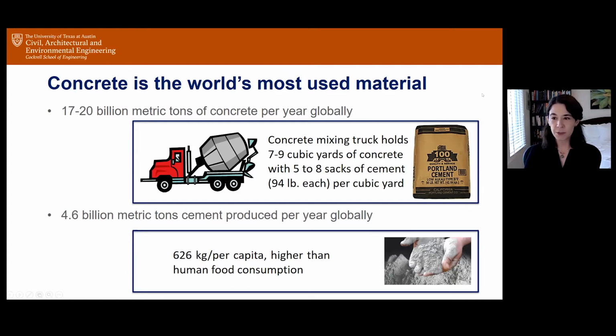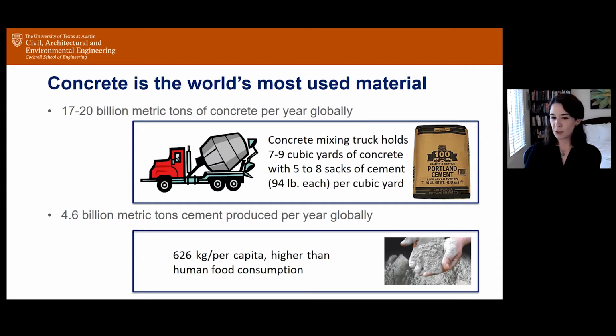Concrete is the world's most used material. So many of you already know that. It's 17 to 20 billion metric tons of concrete that are produced per year globally. And then in terms of what this means when we're talking about cement and concrete, I have this cute little picture of what a sack of cement is. And in the US, there's still a lot of discussion about cement in terms of kind of archaic terms of sacks that are 94 pounds each.